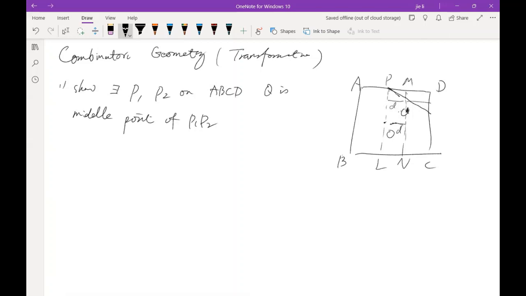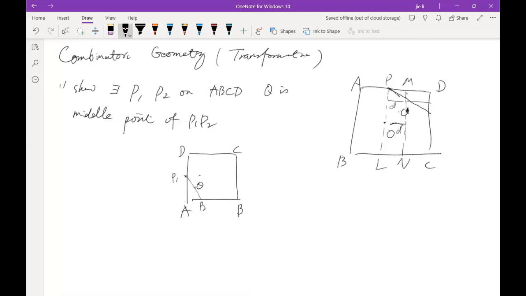Let me draw another one. A, B, C, D. Let's say down here we have a Q. How do we make this Q the midpoint? Think about Q being the midpoint. That means if we rotate P1 to P2, that's 180 degrees.